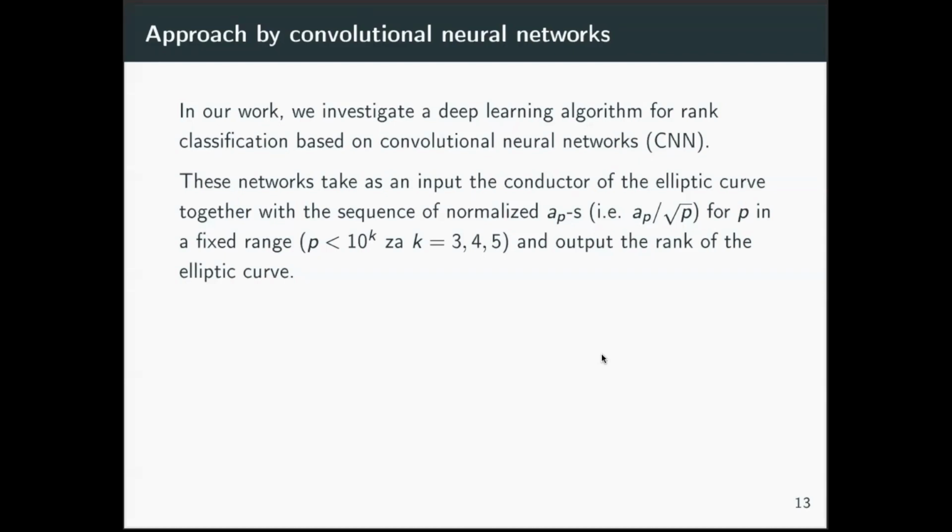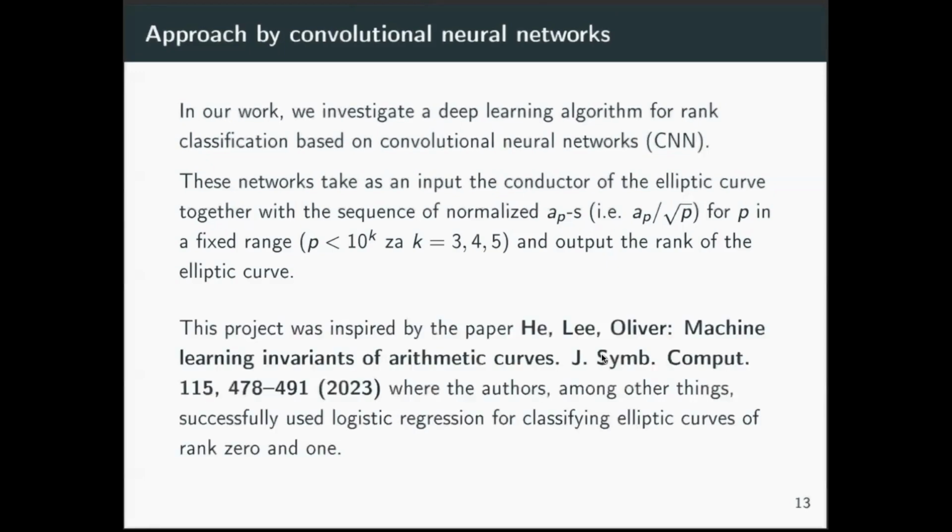So the idea is kind of reasonable. Maybe in this way we can do something better than the Mestre-Nagao sums are doing. Also, I want to mention that this paper was inspired by the work of Lee and Oliver. In their work, they were trying to classify elliptic curves of rank 0 and 1 by using some other machine learning methods.